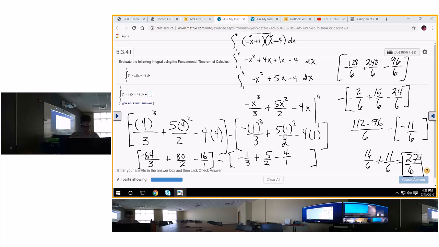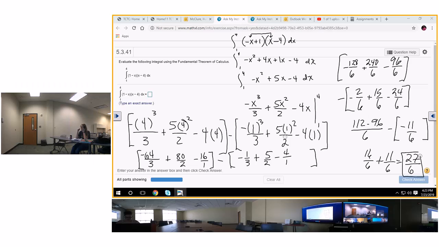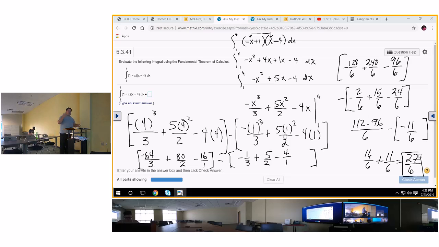Now, do you want to know if you're good for the chapter, for the 7.1 or my 5.3 test? If you can do 2 or 3 of these problems, hit similar question, if you can do 2 or 3 of these and get it right each time, you're good for 5.3.